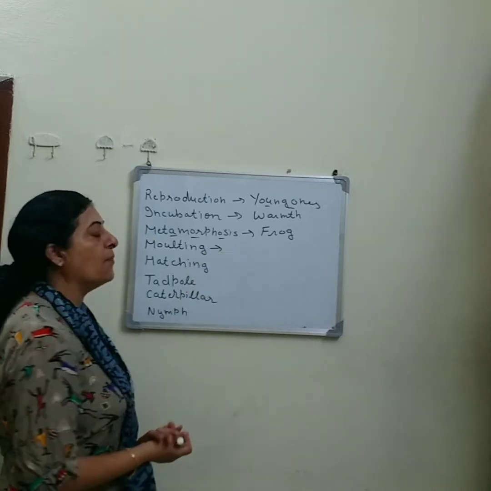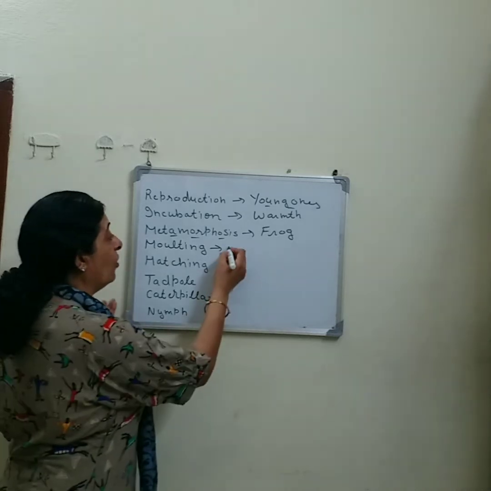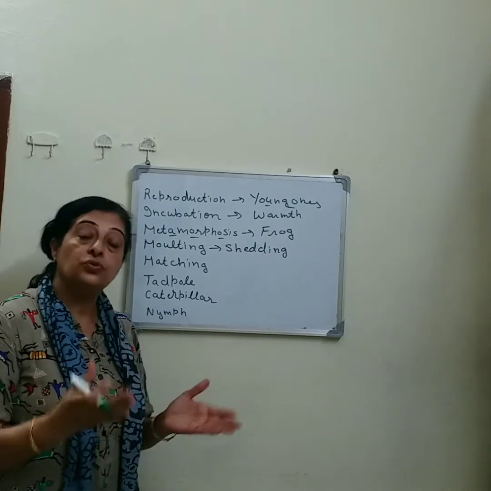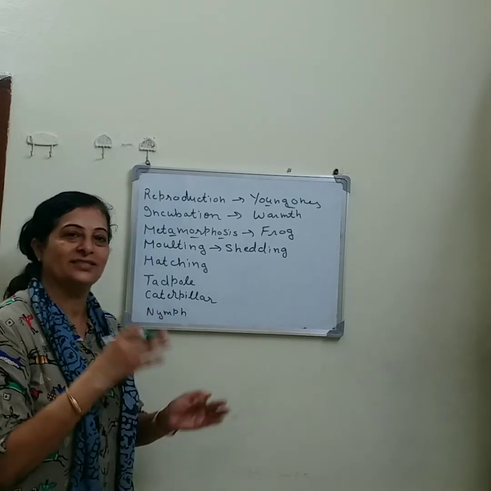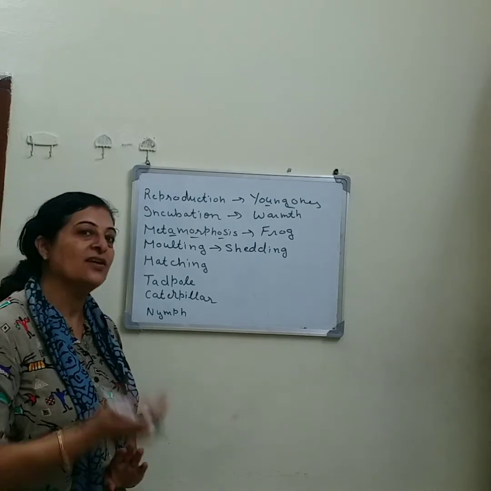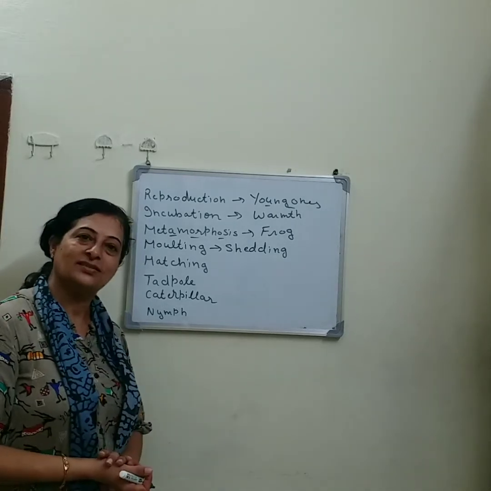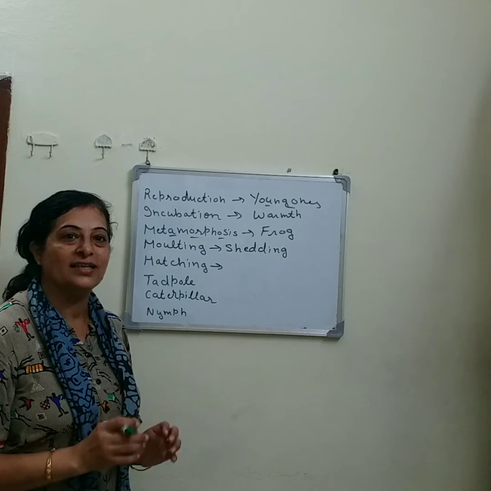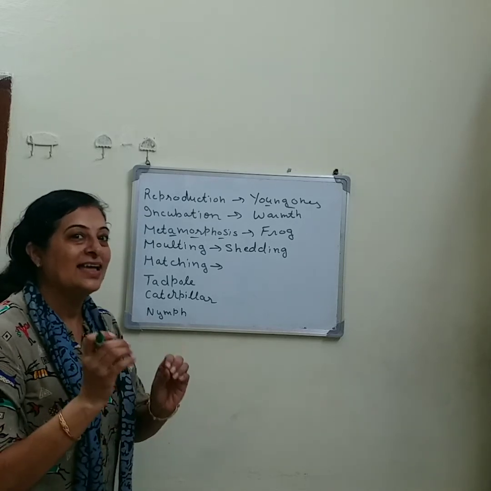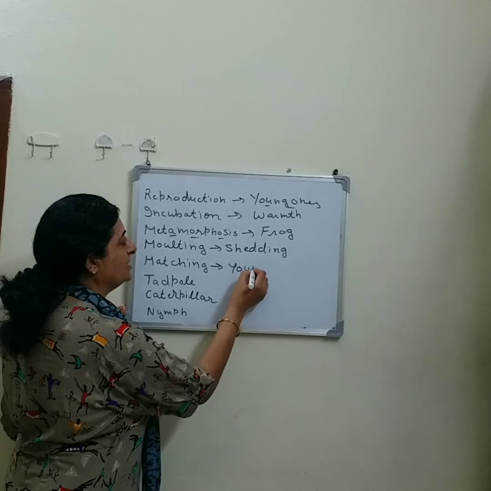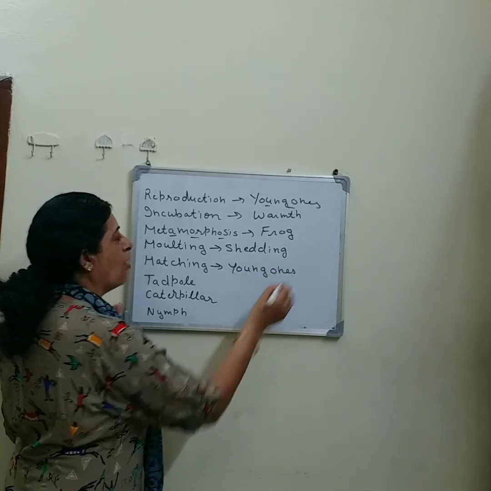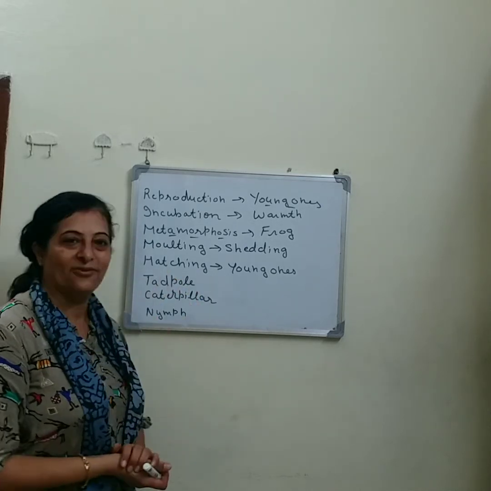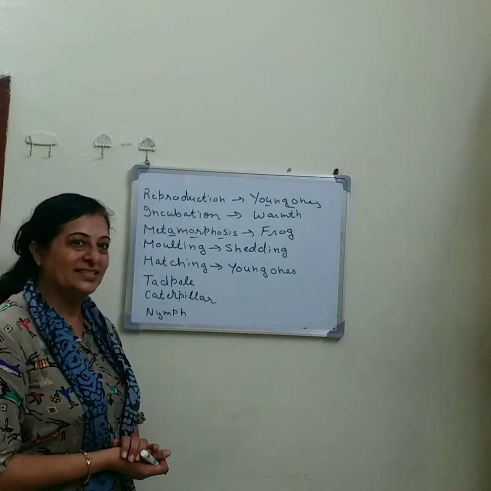Now the next one is molting. Molting means shedding of skin. Molting means shedding of the old skin to acquire a new one. For example, snakes show the process of molting. Now hatching. Hatching means when the young ones come out from the egg by breaking the eggshell. This process is known as hatching. So I think these are clear to you.